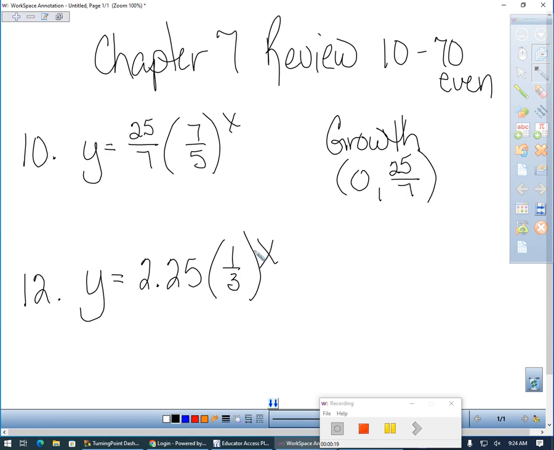In the second one, number 12, this b value is less than 1. It's between 0 and 1. And so this is a decay. And your y-intercept is at 0, and again, the a value, 2.25.